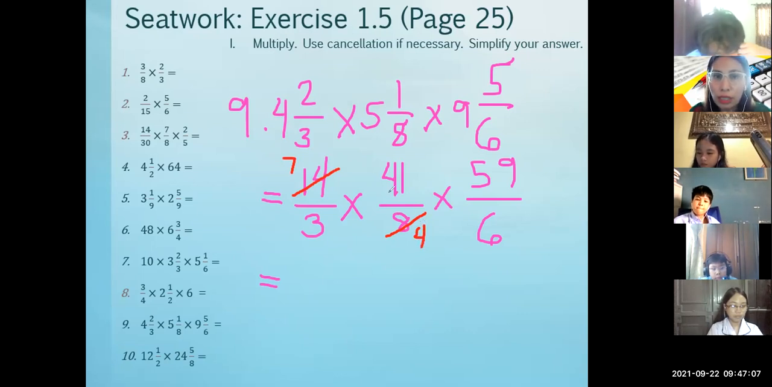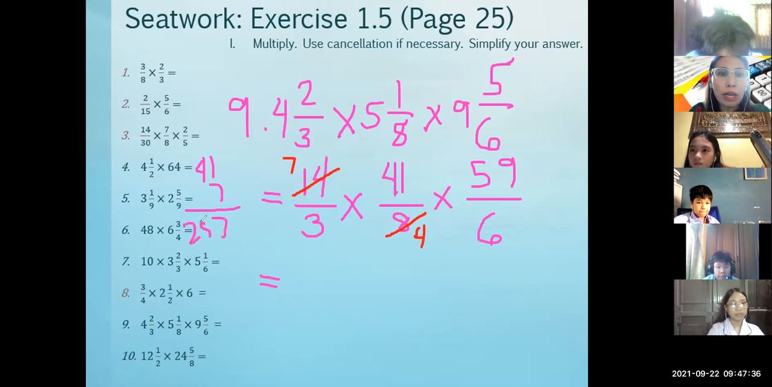We have questions? Class, may question ba? Nag-simplify tayo, paliliitin natin yung number. Okay, 41, no. 6, hindi din. Wala na po. Are there numbers? Wala na. So let's proceed to multiplying the numbers left. So 7 times 41 times 59. So let's multiply 41 times 7, 7, 28.